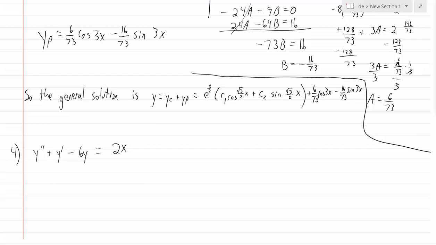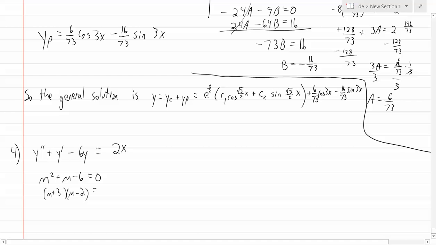Alright, so what did you get for the complementary solution? What was m equal to? Okay, you got m equals -3 and m equals 2. So that makes your complementary solution equal to c sub 1 e to the -3x plus c sub 2 e to the 2x. And it doesn't matter if you don't have them in that order, you can have them in the other order as well.